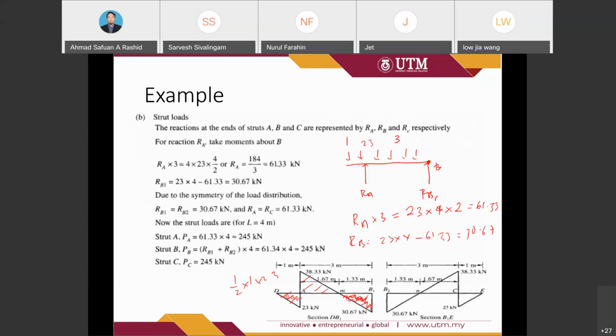How to get the distance of 1.33 and 1.67? We may use the similar triangle concept, which is 38.33 over y minus 3 equals 30.67 over y. From there we can get y, which is equivalent to 1.33.